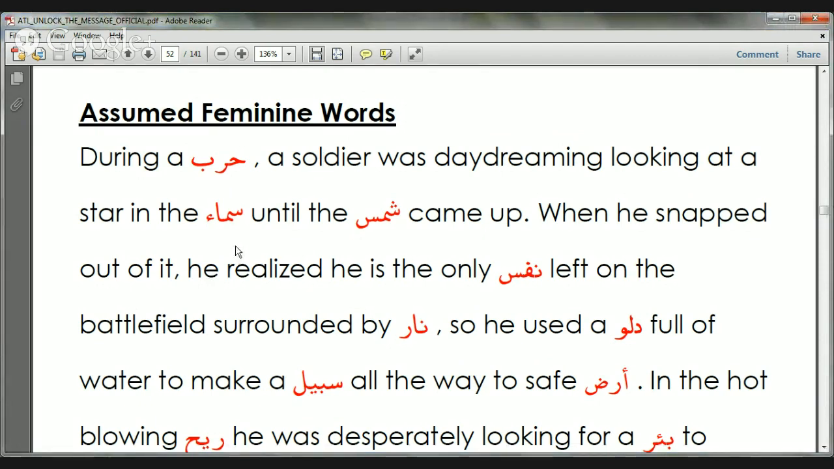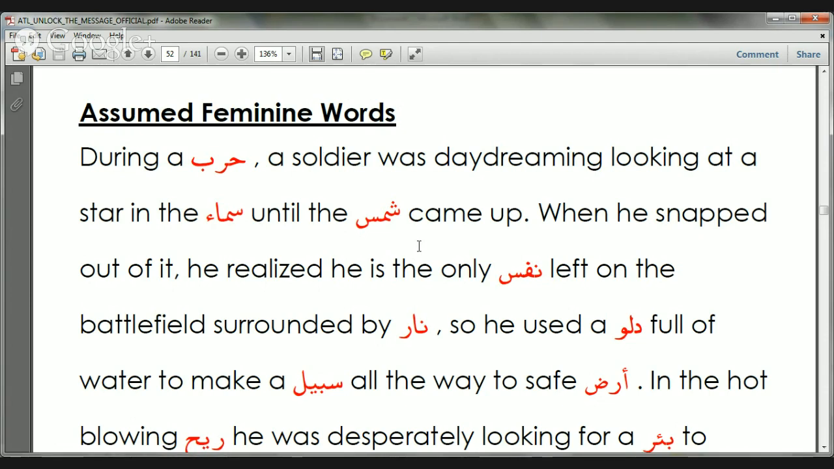So you should go ahead and start to translate these. I'm gonna give you the word. During a harbun, a war, a soldier was daydreaming, looking at a star in the sama'un, the sky, until the shamsun, the sun, came up. When he snapped out of it, he realized he is the only nafsun, individual, left on the battlefield, surrounded by narun, fire. So he used a dalwun.